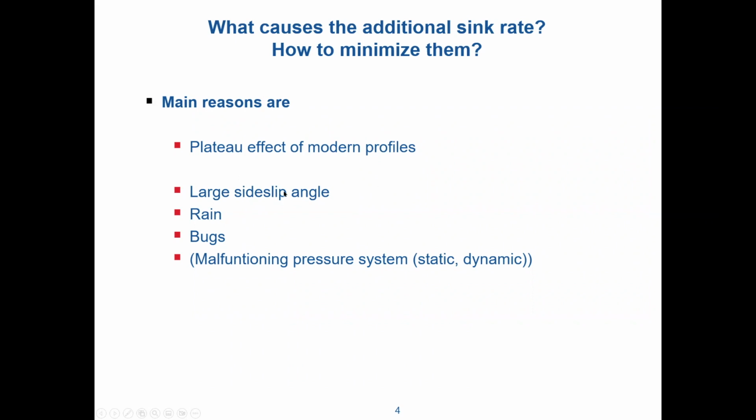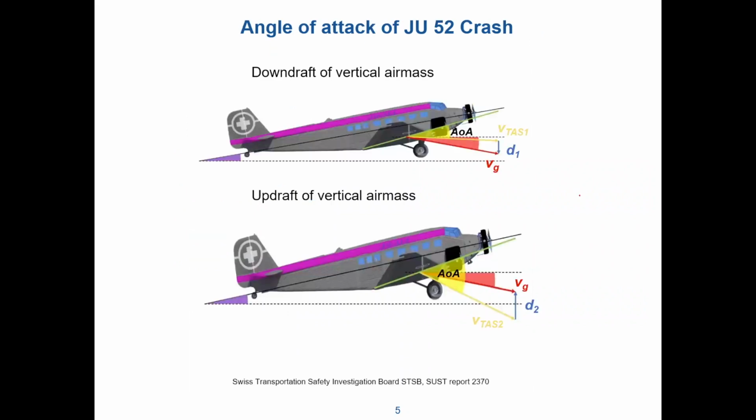We know that Hawk also shows a larger sink rate because of too large a side slip. 3 to 4 degrees are absolutely tolerable. That's what we do in flying, rain and bugs. And it should also be mentioned, if your static or dynamic system is not properly installed, then you will also see false results. Okay, now let's have a look at the aerodynamics to explain.